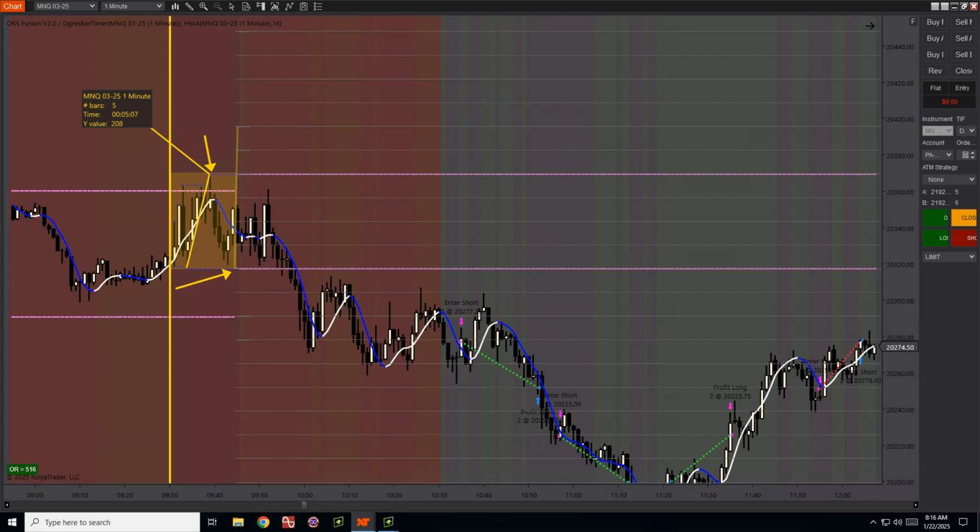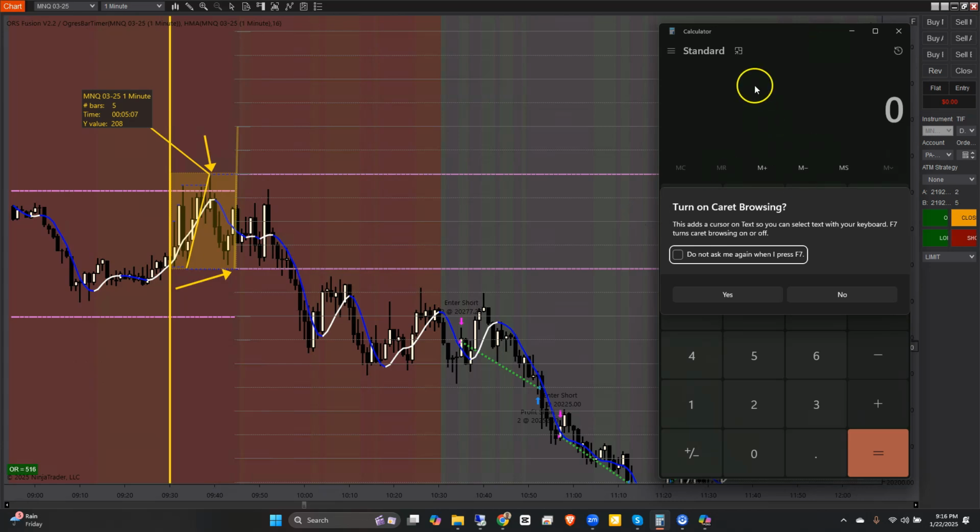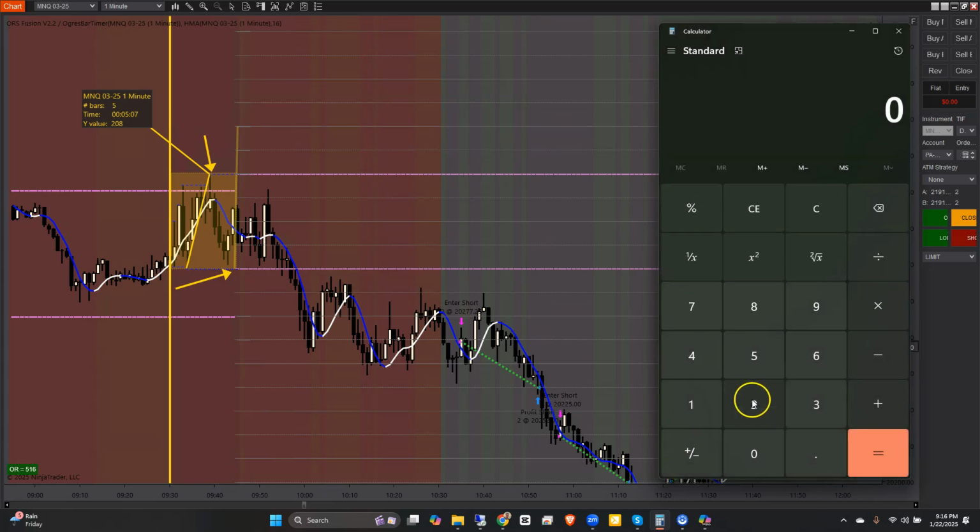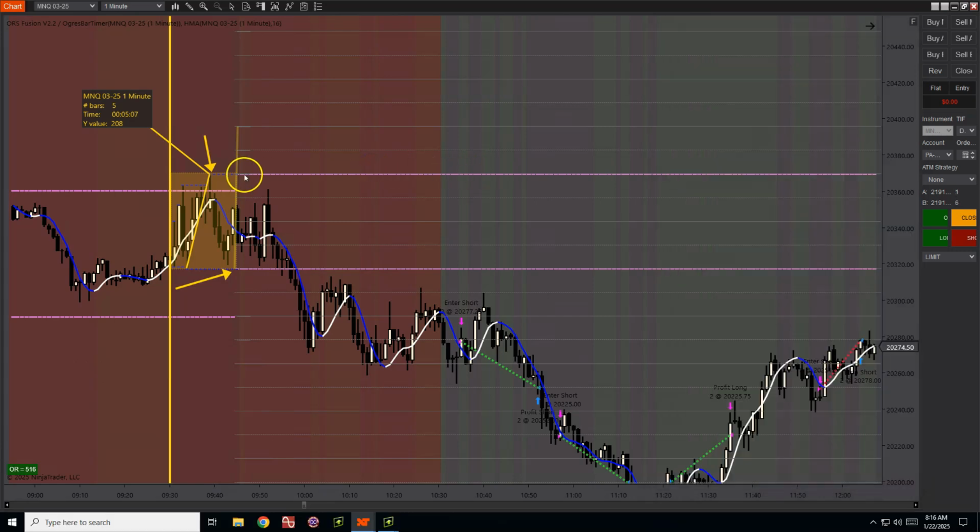Where's my calculator? So 208 divided by 4 sections is 52 ticks. So this deviation here from high to low of this range level, if you will, is 53 ticks. I'm not going to get stuff exact with the measuring, but you get the point.